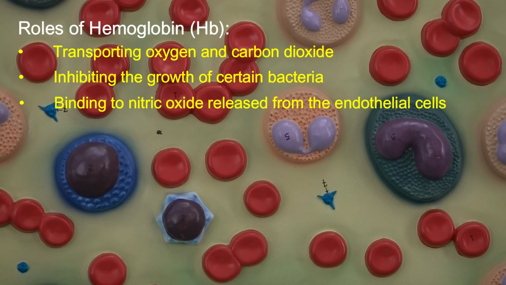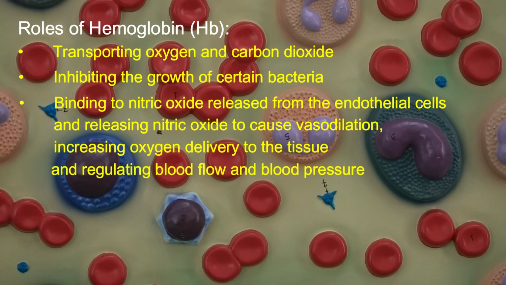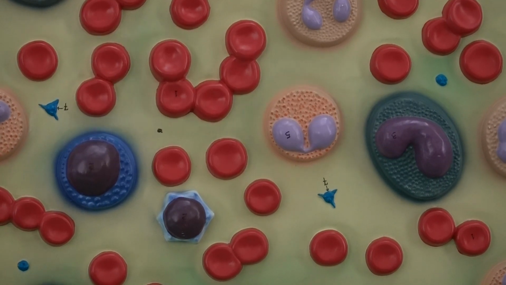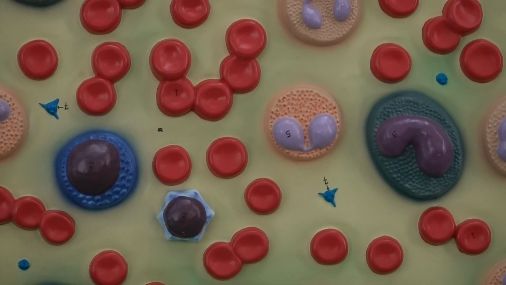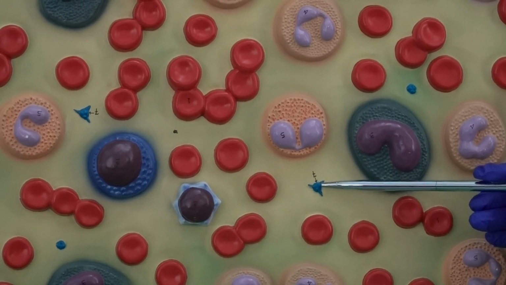And nitric oxide causes the dilation of the blood vessel, which actually increases oxygen delivery to the tissue that is sitting close to the place where hemoglobin molecules release the nitric oxide. So we can say that hemoglobin also has a very important role in regulating the blood flow and blood pressure in our tissues.